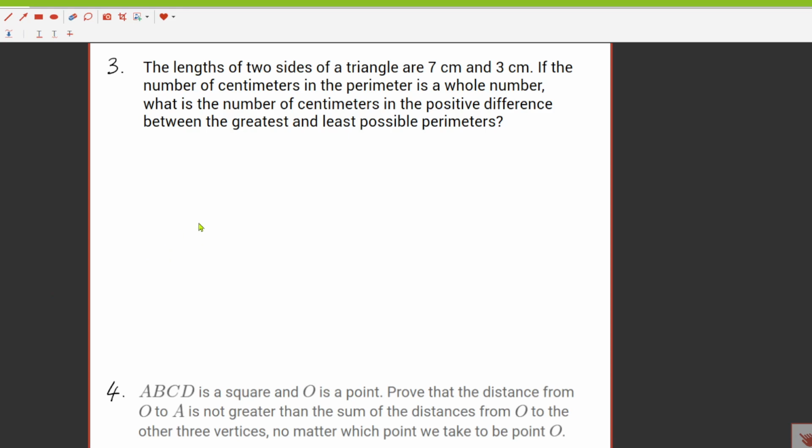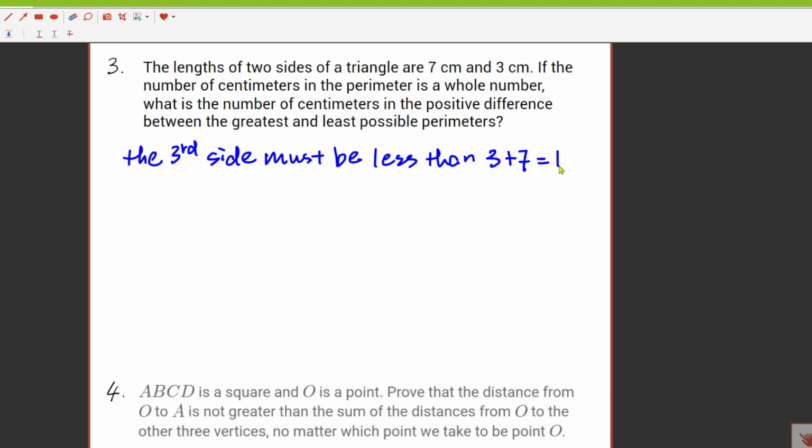If the number of centimeters in the perimeter is a whole number, what is the number of centimeters in the positive difference between the greatest and least possible perimeters? So first of all, due to the triangle inequality, the third side must be less than the sum of the other two sides, which is 7 plus 3, which is 10, right? Therefore, the largest the third side can be is 9 centimeters.